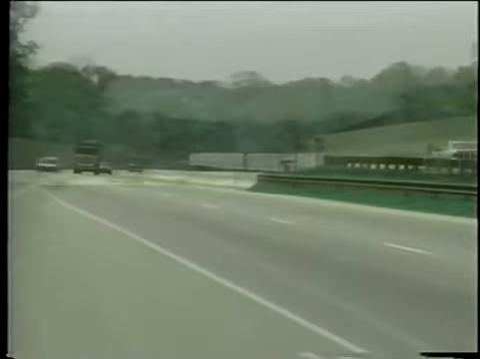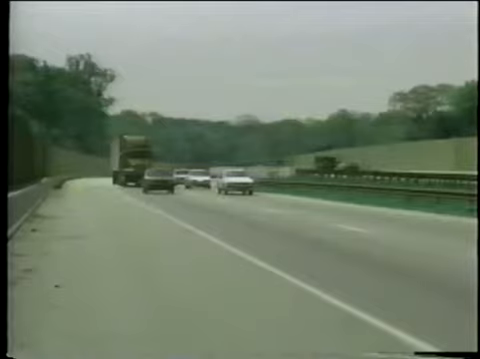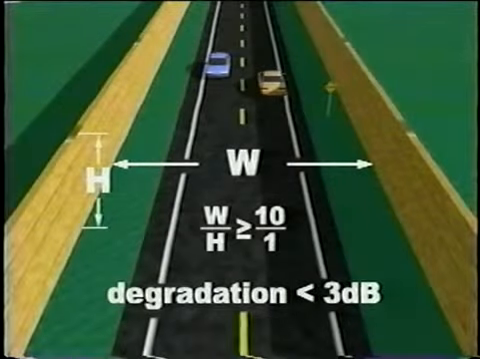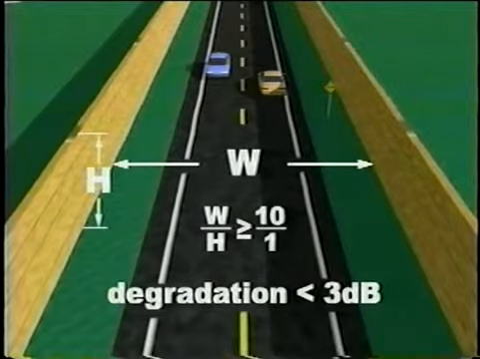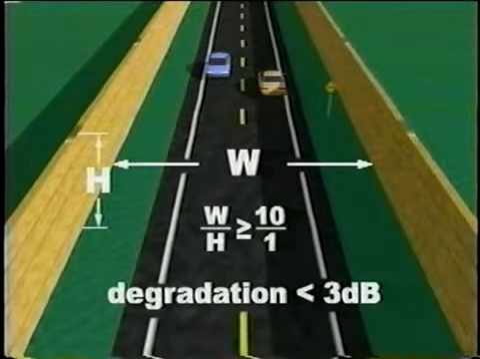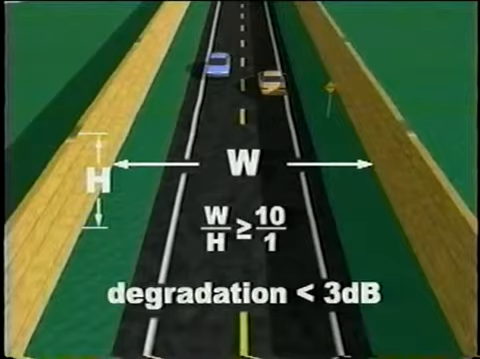The reduction in barrier effectiveness due to multiple reflections from parallel barriers or retaining walls is called parallel barrier degradation. Research has shown that as a general rule, if the ratio of roadway width to average height of the parallel barriers is 10 to 1 or greater, the parallel barrier degradation is less than 3 dB. Remember that decibel changes less than 3 are typically not perceivable.